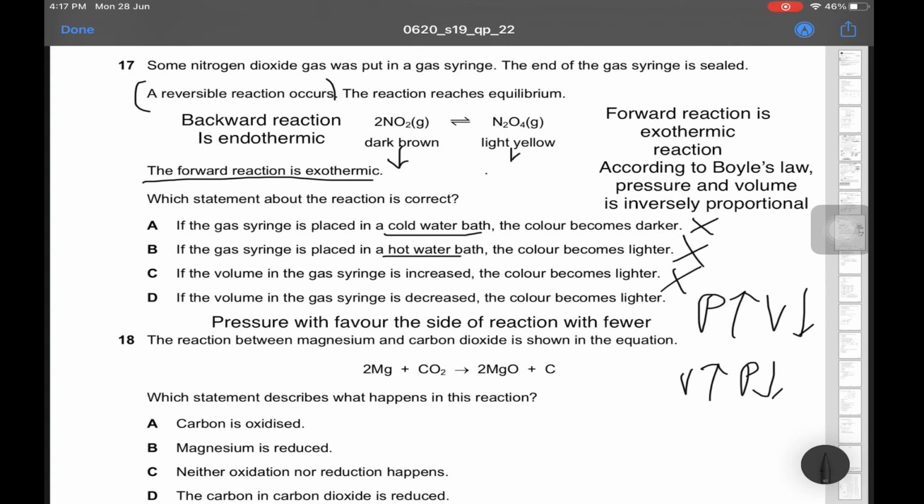Now, if the pressure in the gas stream is decreased, the color becomes lighter. As you see, when the volume decreases, the pressure will increase. When the pressure increases, you'll favor the side with the fewer moles. So the answer for question number 17 is D, that the color will become lighter.